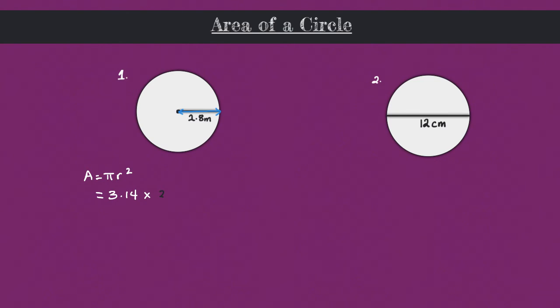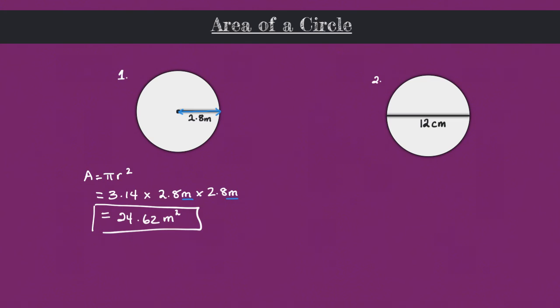So 2.8 meters squared would be 2.8 meters times 2.8 meters. Okay? Now, we're going to go ahead and plug that into your calculator or into your brain, and your answer should be 24.62 meters squared, because we're multiplying the same unit by itself.